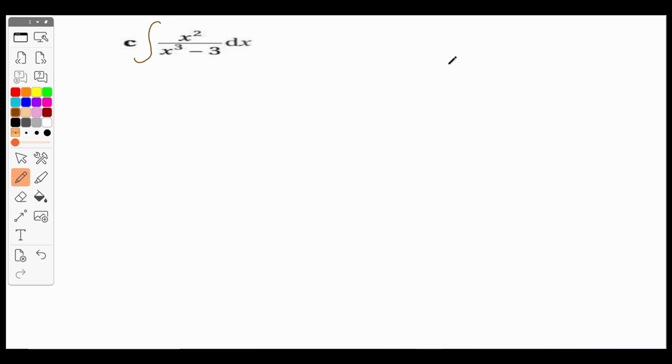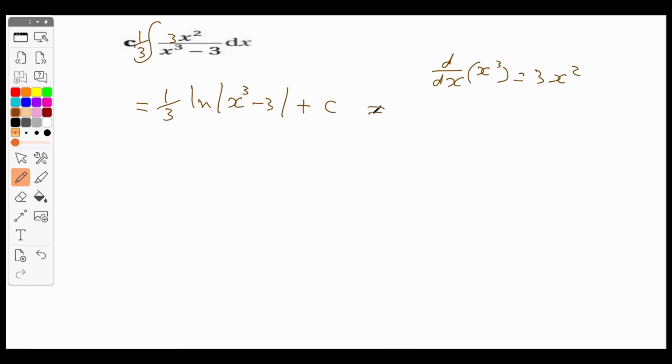What is the derivative of x cubed? The derivative of x cubed, you know, is 3x squared. But in the top here, it's just x squared. So you have to write here 3, and if you multiply by 3, you have to divide outside by 3. Now the top is the derivative of the bottom. So the answer of this is one third ln of the modulus of the denominator, x cubed minus 3 plus c.